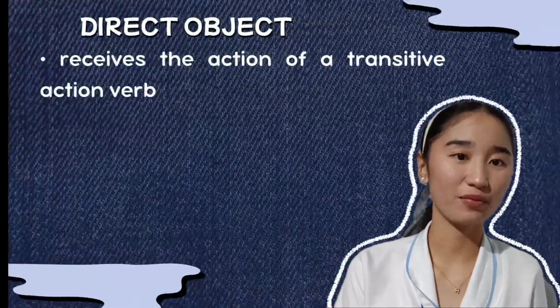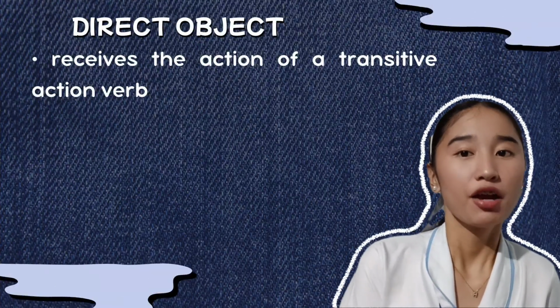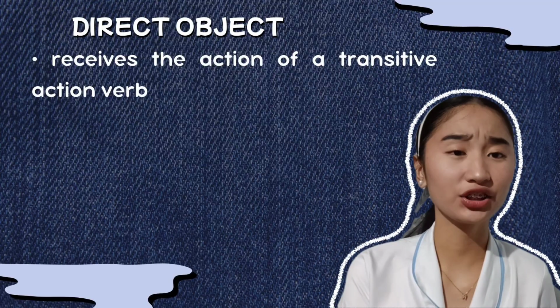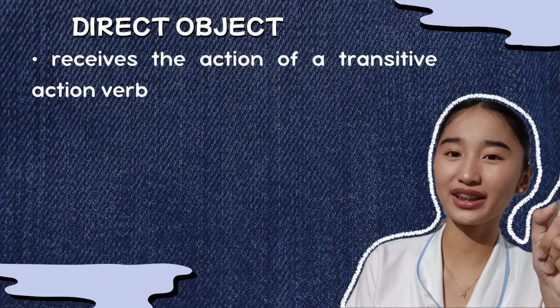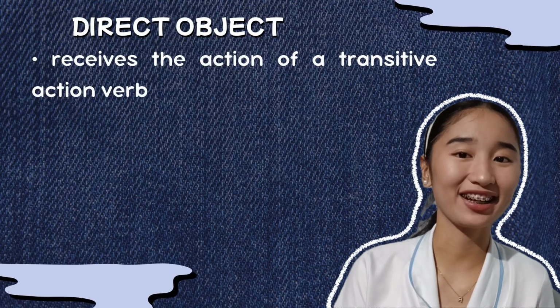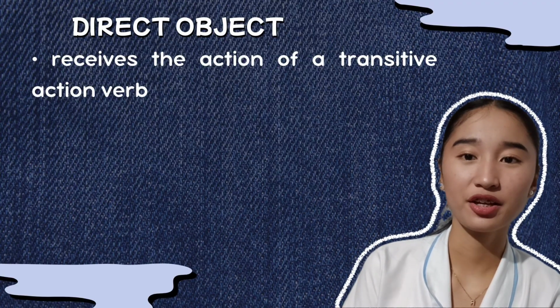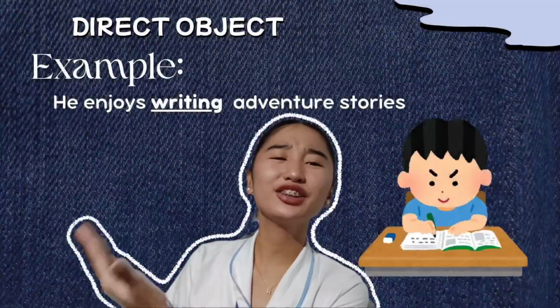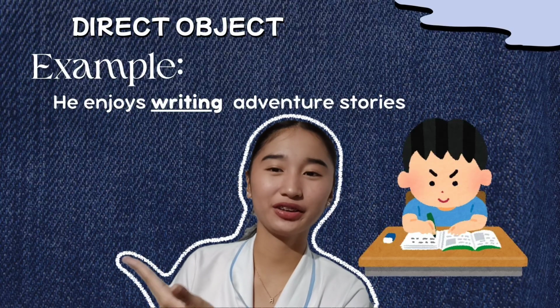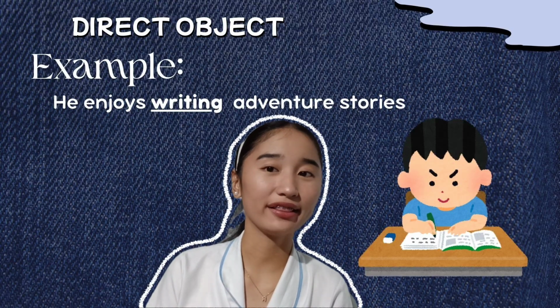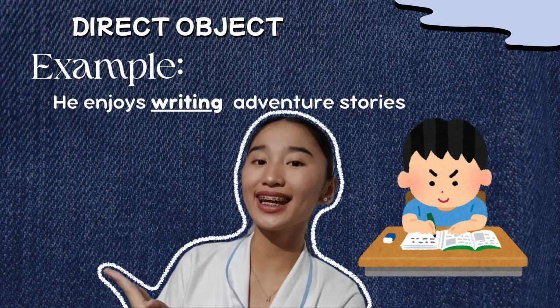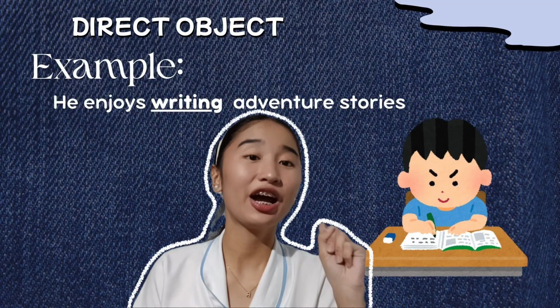Third, gerunds as direct object. Generally found after action verbs, you can determine if a word is a direct object by asking whom or what. For example, he enjoys writing adventure stories, wherein the direct object is writing adventure stories and the gerund is writing.